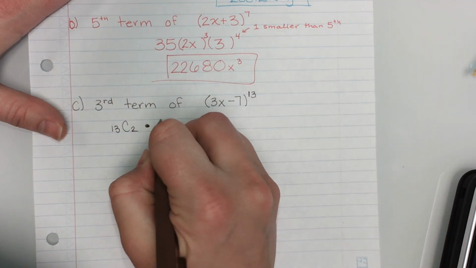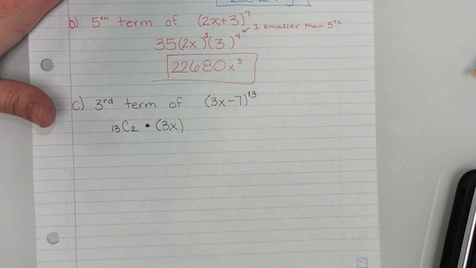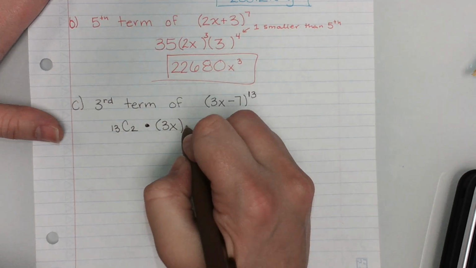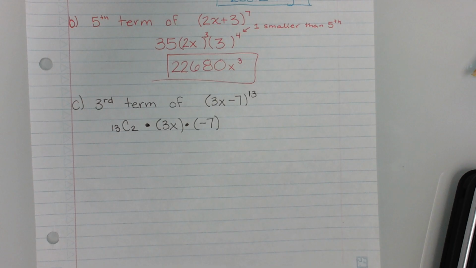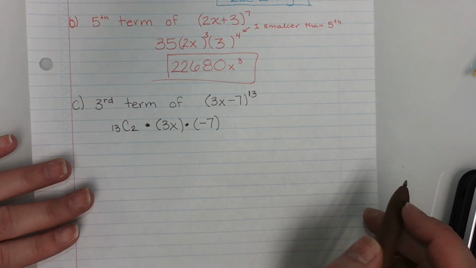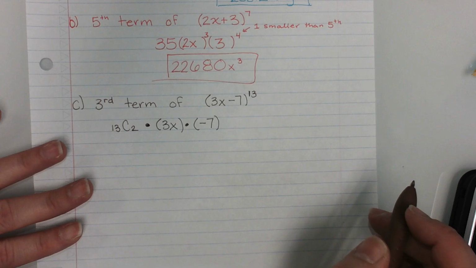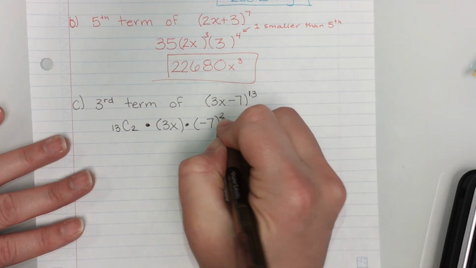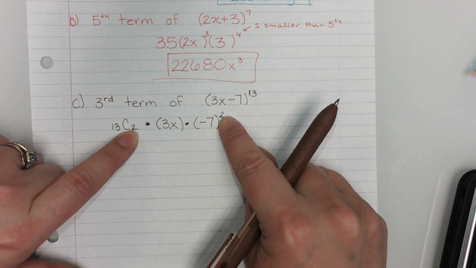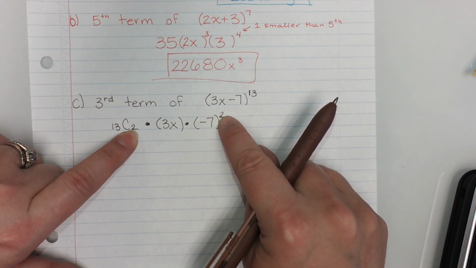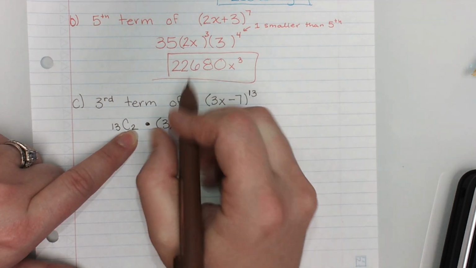That is going to get multiplied by 3x to what power? Or better yet, maybe I'll start at the -7. Make sure you bring a negative. -7 is going to be to which power? 2. In fact, if you do the combinations definition, these two numbers should always match. And the 3x should be to the power of 11.